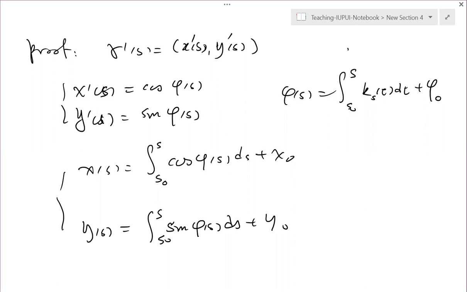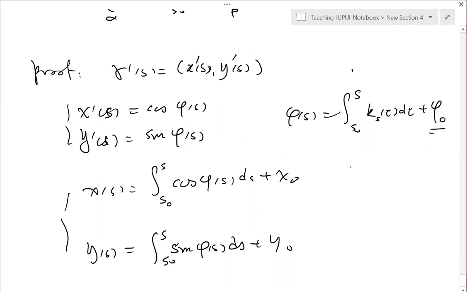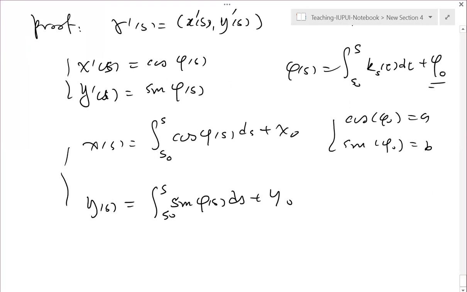Okay. So the direction, you see, this is A and B, right? So cosine phi 0 equals A, and sine phi 0 equals B. So once the direction is given, then you determine those two angles, and then you get the specific solution. So you get an idea of how it's uniquely determined by the curvature.